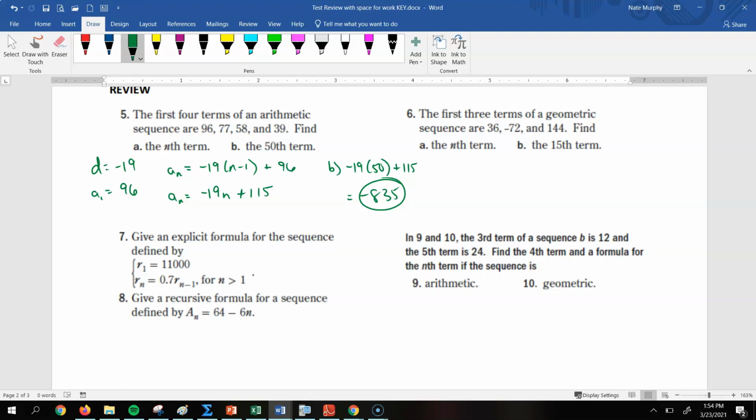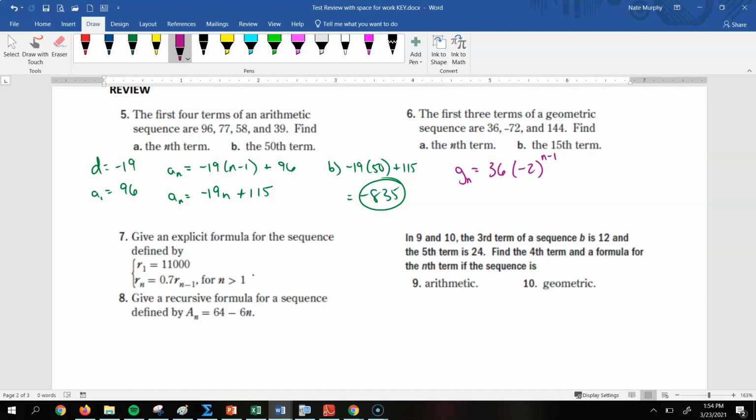All right, so 6 is going to be very similar. For number 6, they give us the first 3 terms of a geometric sequence, and we need to find the nth term and the 15th term. To find the nth term, again, we're trying to find an explicit formula. So I need to know the first term in the sequence. Well, that's 36. The other thing I need to figure out is the constant ratio. If I take negative 72 divided by 36, I get negative 2. So our constant ratio is negative 2. So I would have our first term, 36, times our constant ratio, negative 2, and then our exponent is going to be n minus 1.